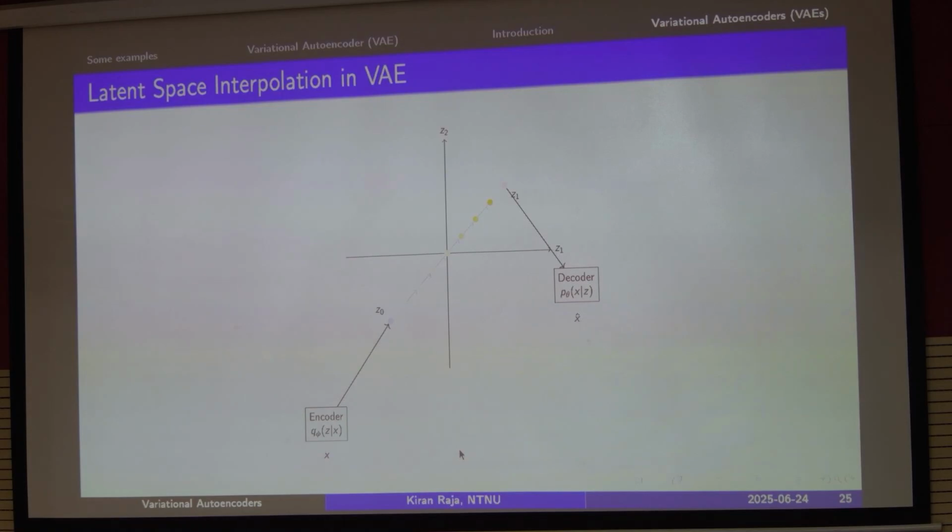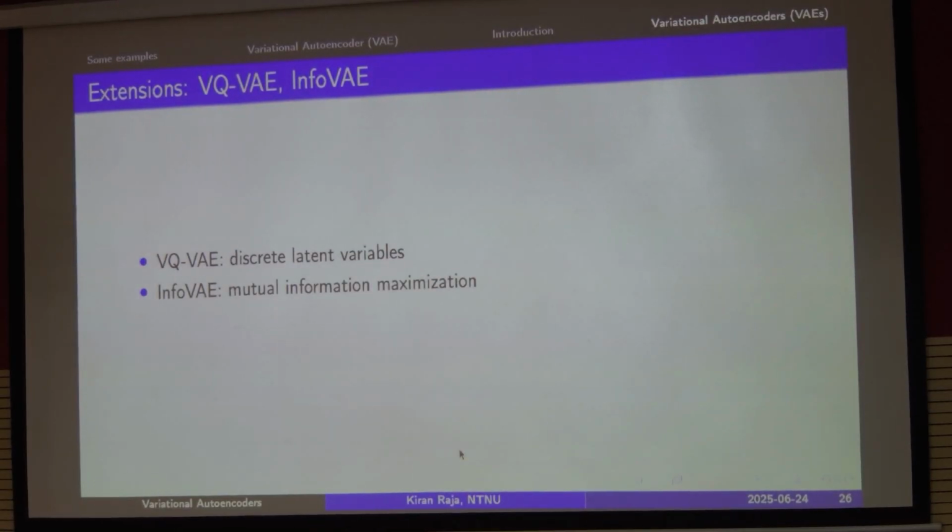And then when it comes to extensions, of course, there are a lot of challenges with the standard VAEs. So then there are other kinds of VAEs. For instance, you have discrete latent variables, which is VQ, vector quantized. And then you have InfoVAE, which is based on mutual information theory. Now, the whole idea is how do we deal with these distributions, right? So there you can plug in any kind of nice mathematical formulations that can help you achieve this.